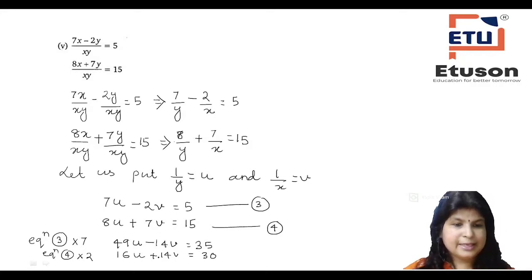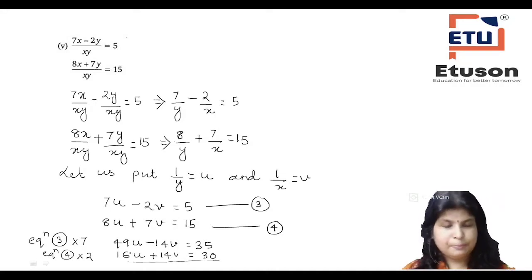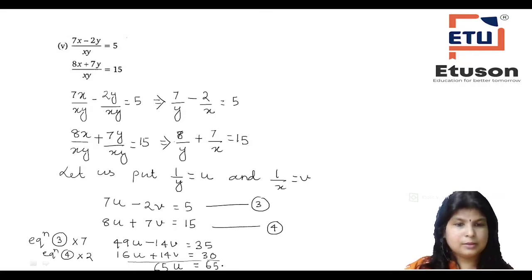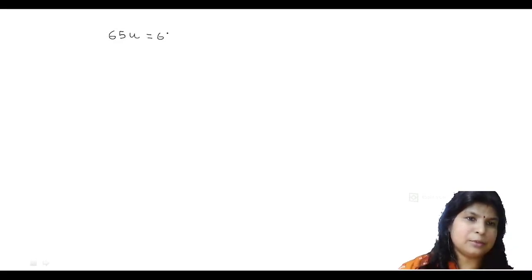Now I can just add it up, right? Because if you add, your minus 14v and plus 14v are going to be cancelled and you are going to get 49 plus 16, that is 65u is equal to 65. So let me write down the same on the second page so that it will be clear for you. So after addition you got 65u is equal to 65.